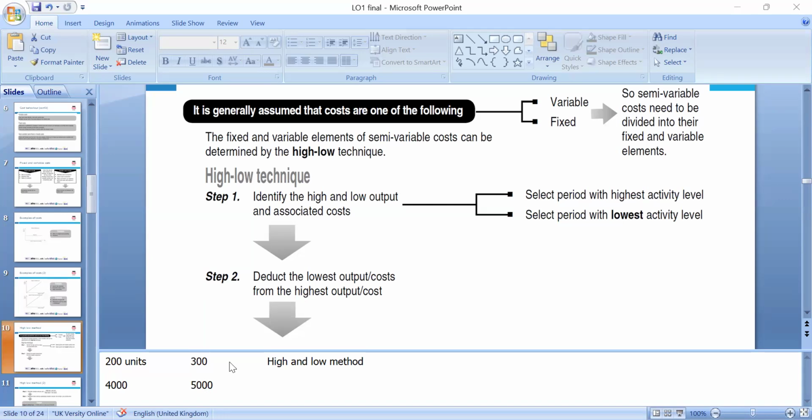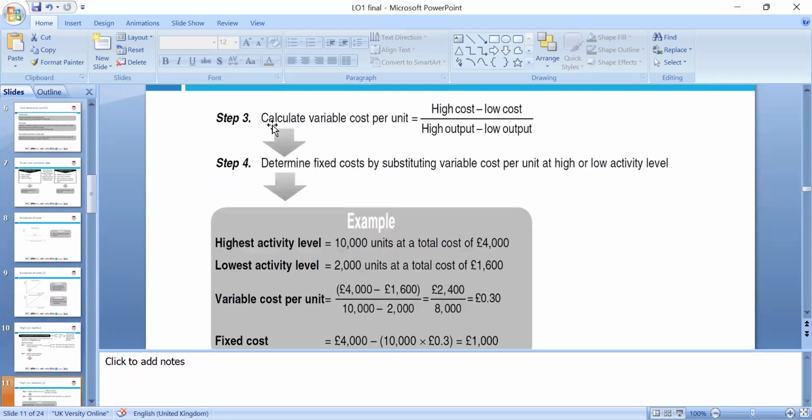Next step. A semi-variable cost means the cost consists of both fixed and variable. If we would like to identify how much is fixed and how much is variable, we can use the formula known as the high-low method or high-low technique. This is the formula, and we look at the example in a minute. High cost minus low cost.